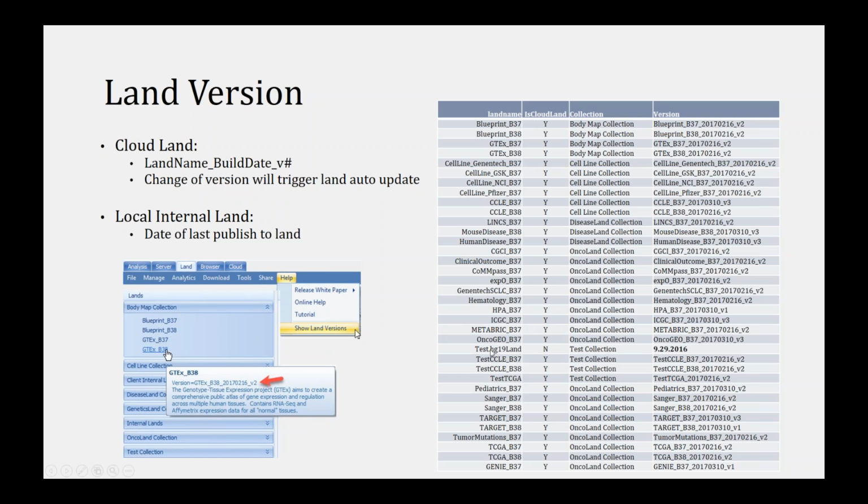So you can see here the TCGA HG19 test Land. It's not a cloud Land, and the version is the last year in September. For all the others, we have the Land name, underscore, the date they were built, and the version numbers released. And you can see those version numbers by clicking Help, Show Land Version. It will open a table for you like this one. When you mouse over to the Land, it will also show you the version number. So in that way, you know exactly when this Land was released, what the version number is, and when it was built.